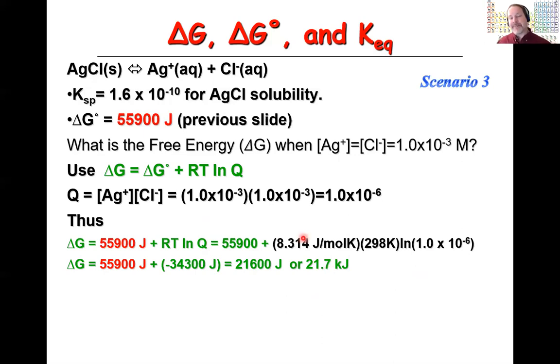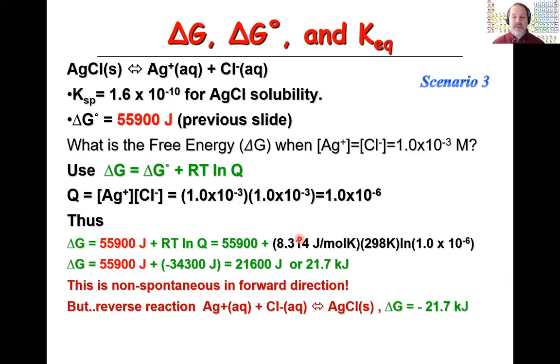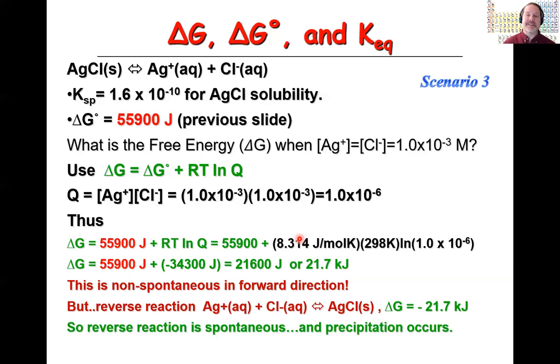So this thing is not spontaneous in the way that I've written it, but if I reverse the reaction, it will reverse the sign of delta G. This is something that's very similar to what we've done with delta H, with delta S. If you reverse any of the thermodynamic properties, you reverse the sign. So it becomes positive to negative, or negative to positive. So that means the reaction is actually going to be spontaneous in the other direction. What does that mean? It's going to want to make reactants. In this case, it wants to precipitate. So the reverse reaction to make the precipitate is the spontaneous thing that happens and precipitation occurs.